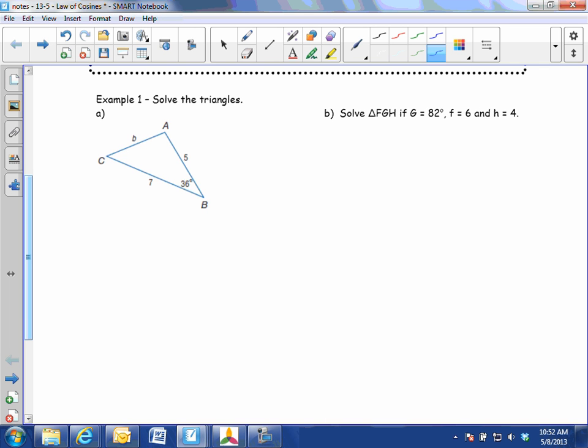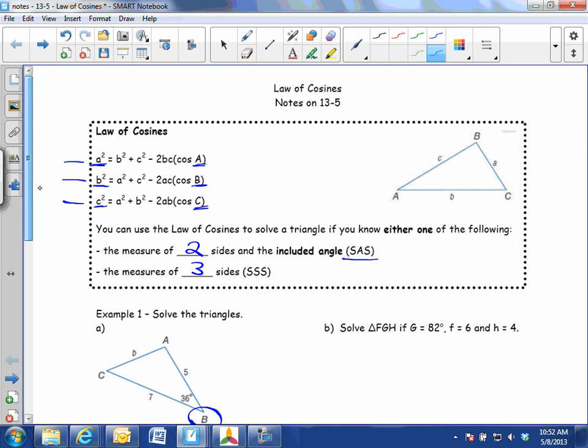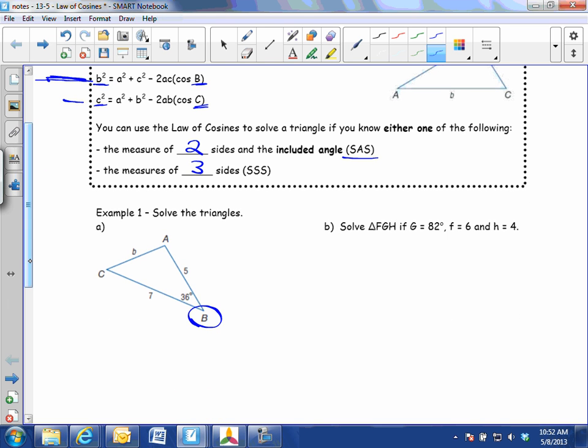Okay, so they give us the angle B. So I know that I have to use this one because they give us B. So side b squared has to come first. Whichever one you have is what it's equal to. But I thought you said it was the side, not the angle. It is the side, but they give us the angle B, so I have to use cosine of angle B.